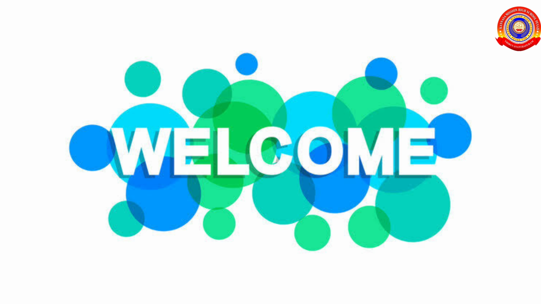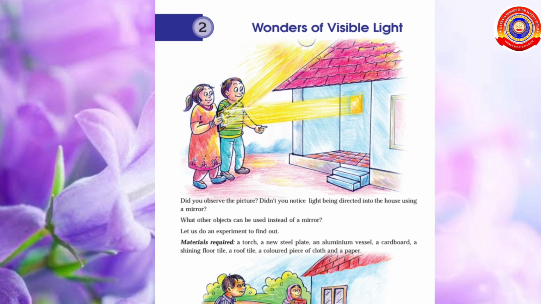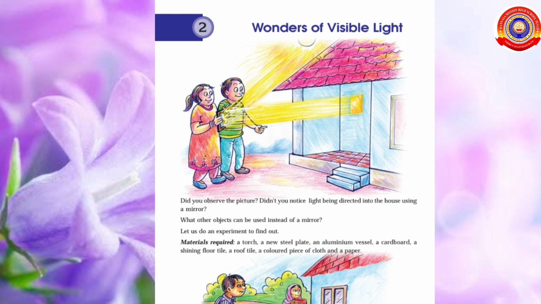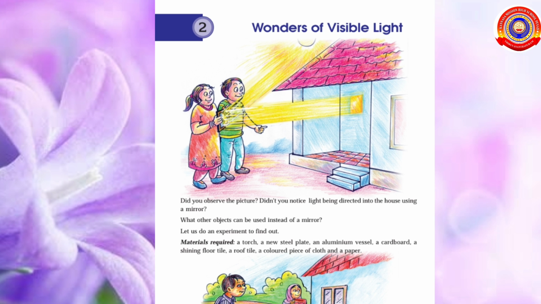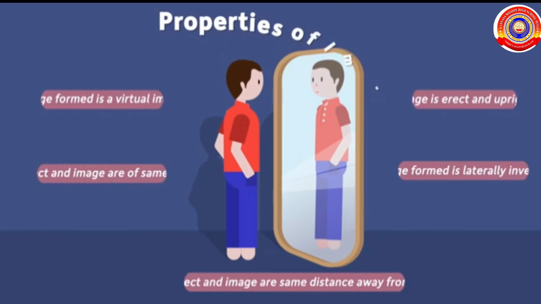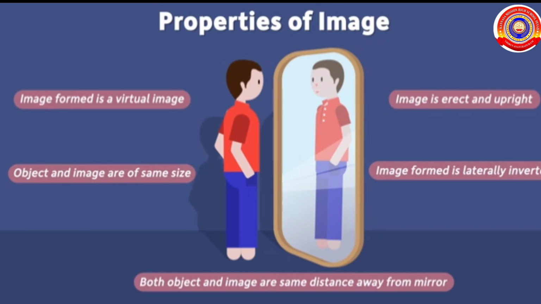Hi students, welcome back to our basic science class. We are discussing the chapter Wonders of Visible Light. And now you are familiar with the image formed on a plane mirror.